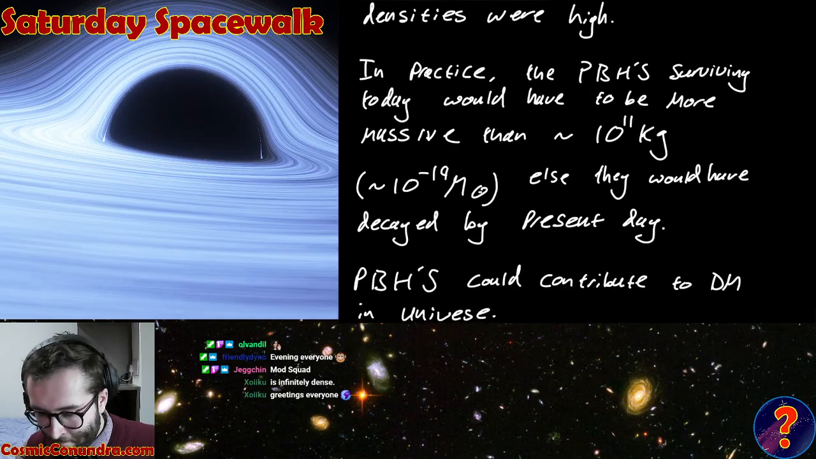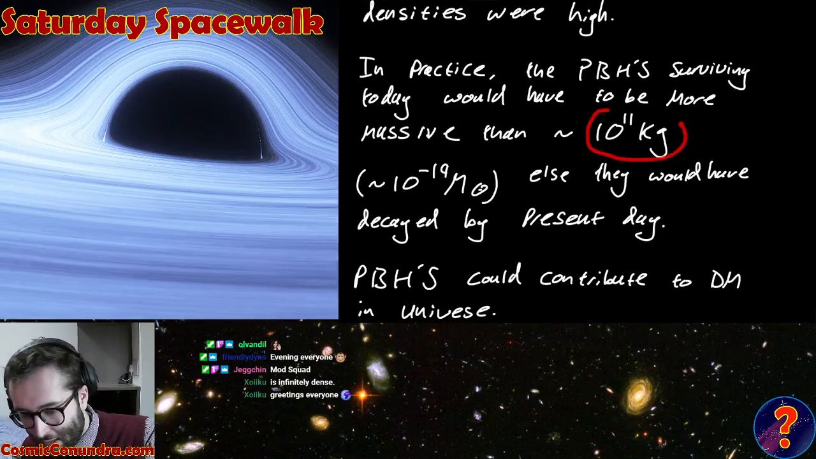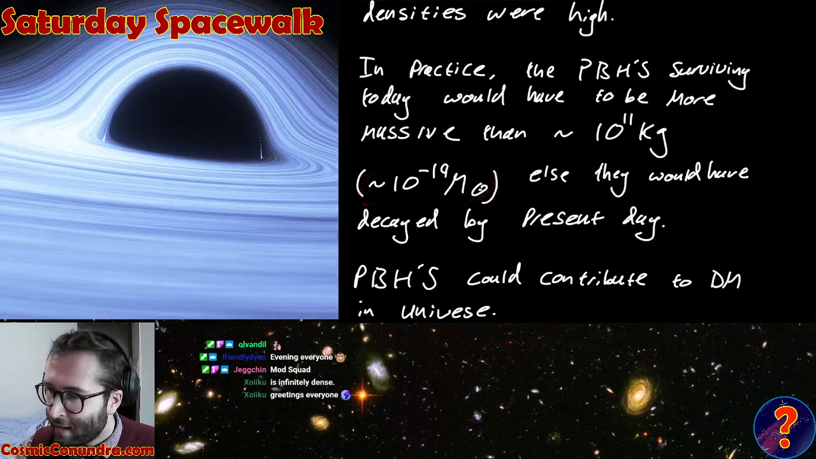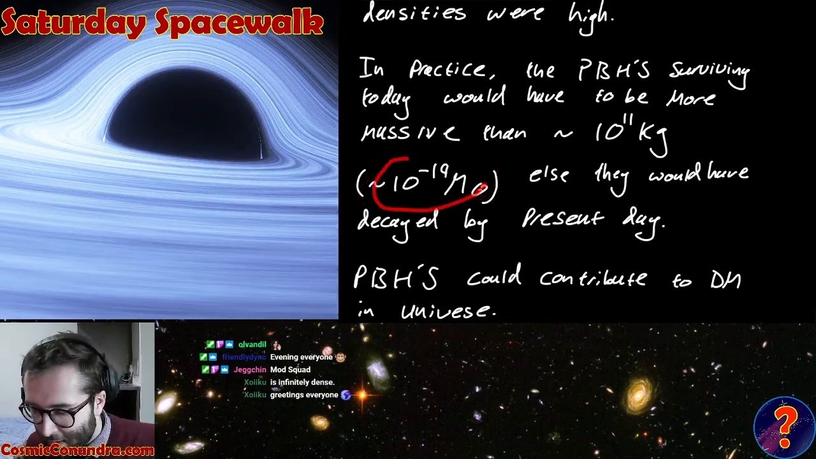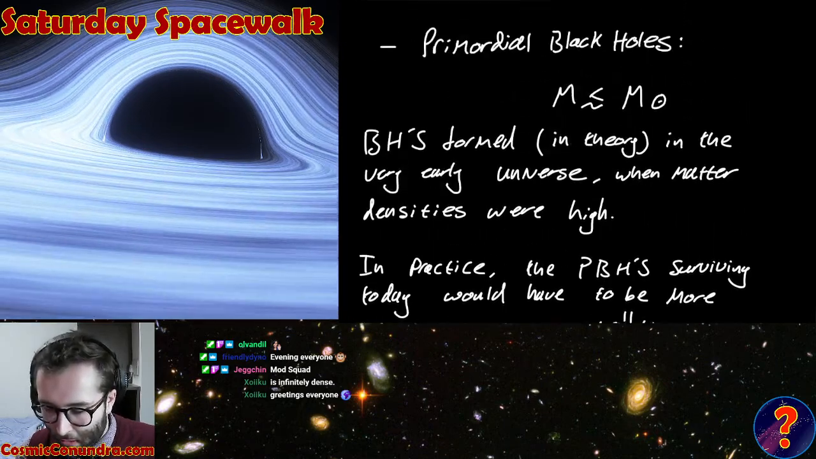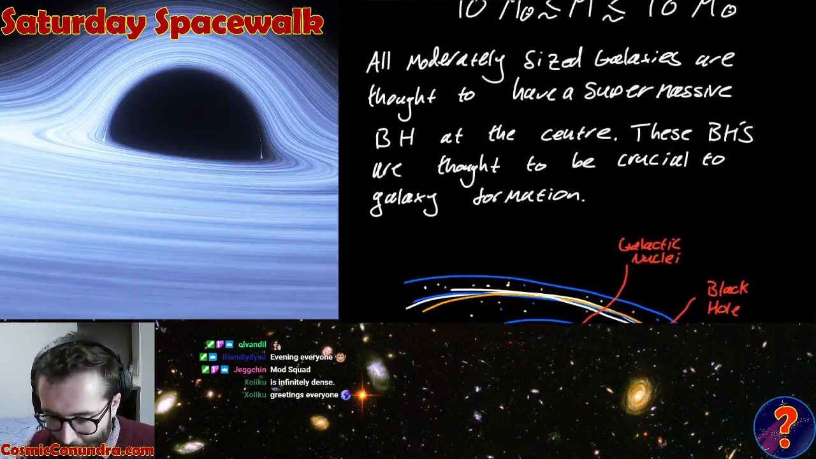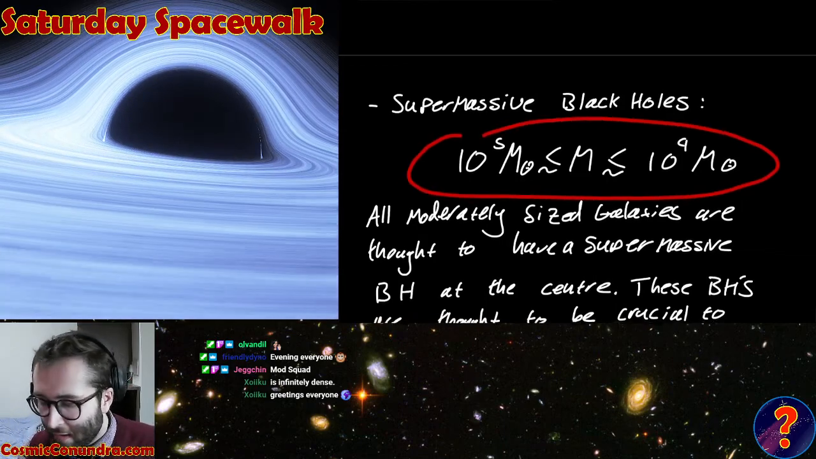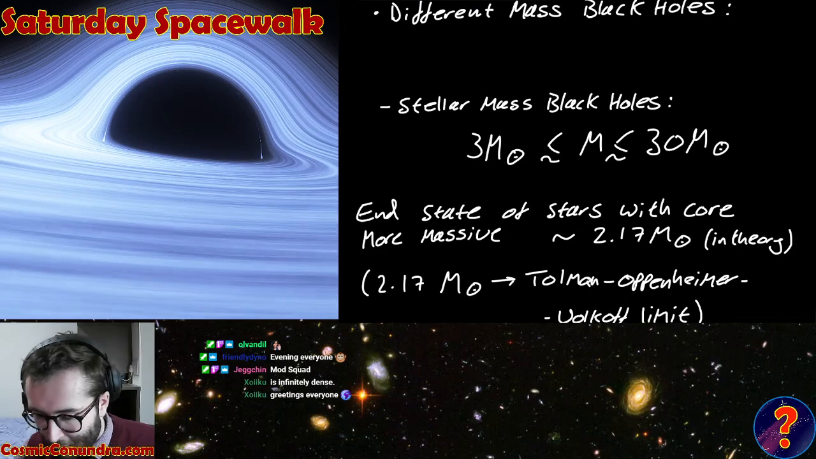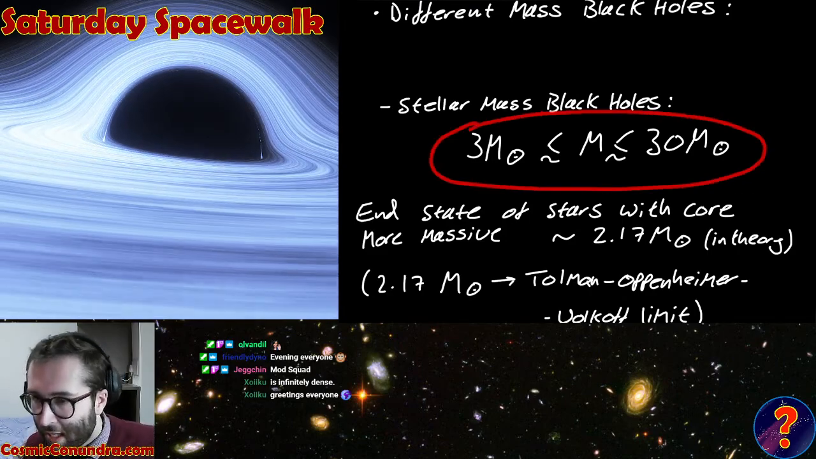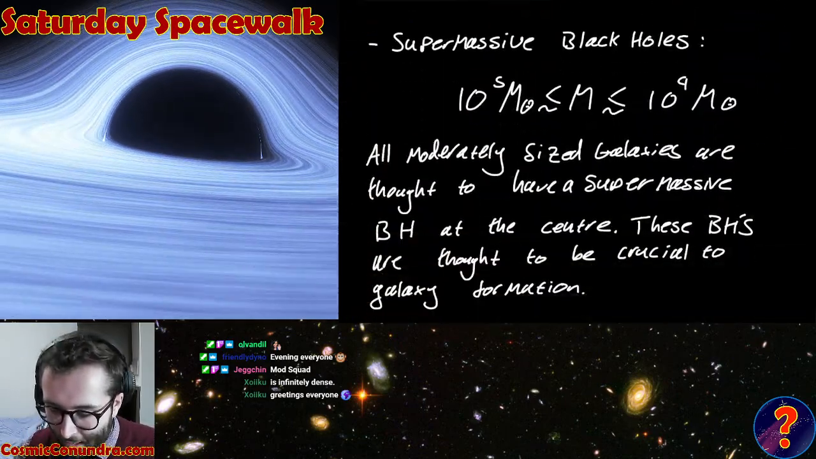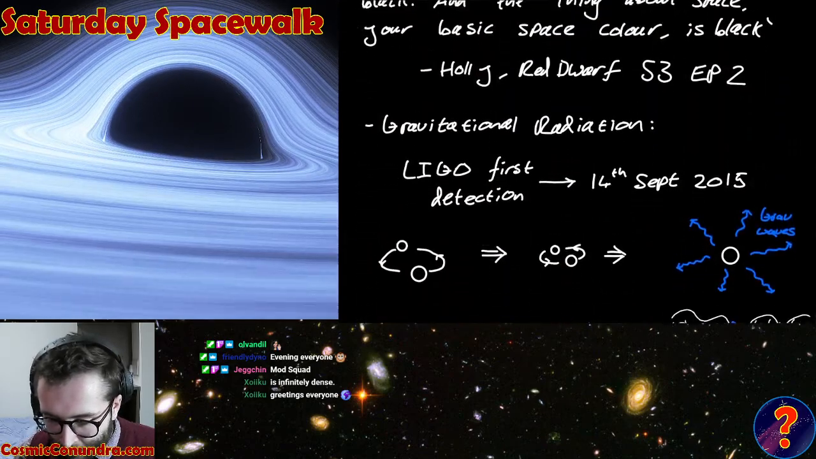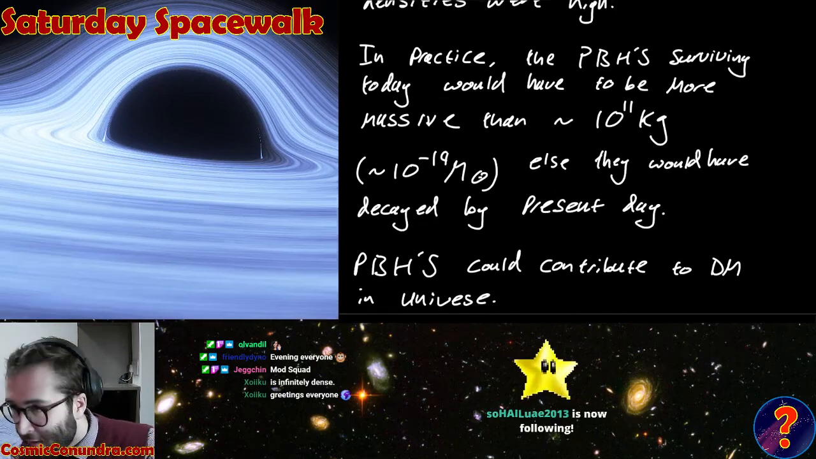Okay. And then I've written down 10 to the 11 kilograms. This is about 10 to the minus 19 solar masses. So this is an incredibly tiny black hole compared to what we were talking about earlier, where we have supermassive black holes being around 100,000 to a billion solar masses, and stellar mass black holes being 3 to 30 solar masses roughly. This lower bound for the size of surviving primordial black holes is a lot smaller. It's around 10 to the minus 19.